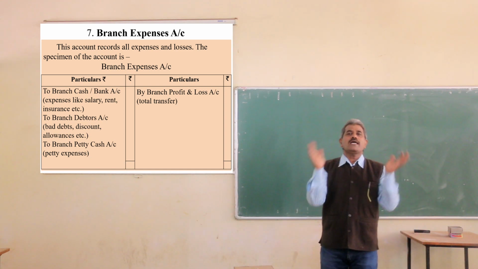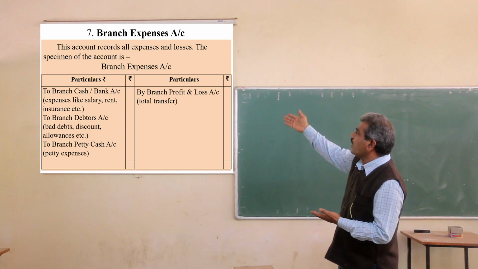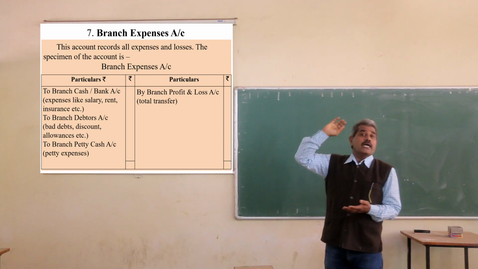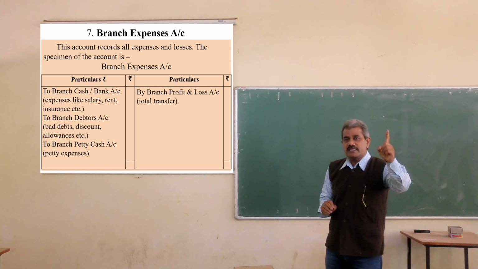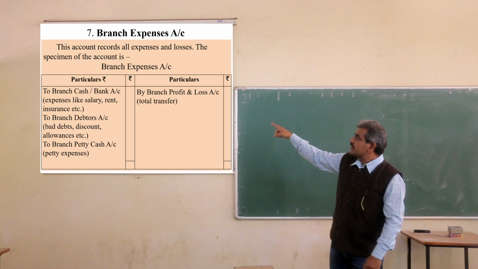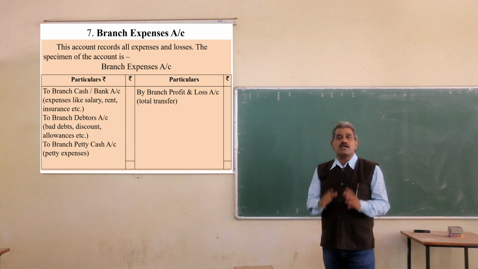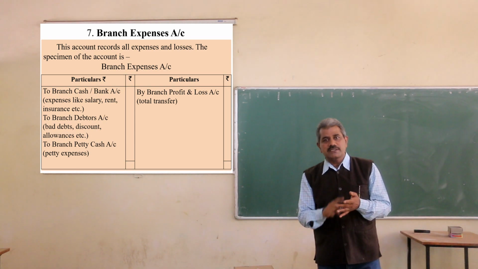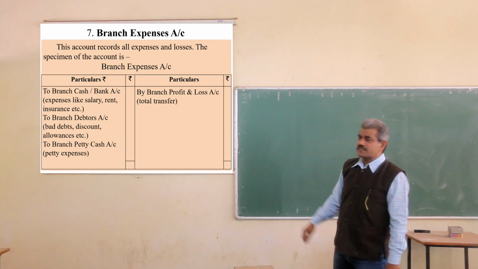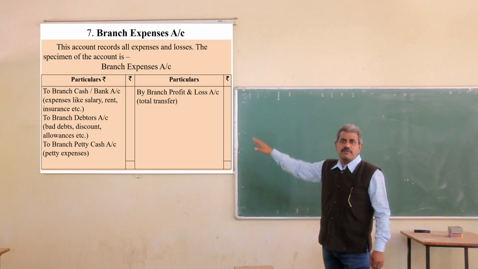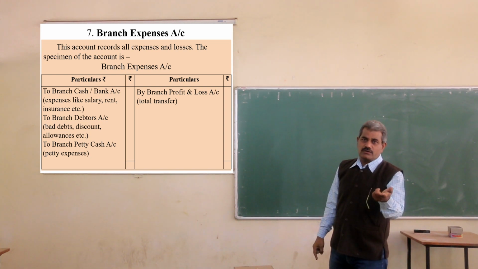To this account, all expenses are recorded, such as salary, wages, insurance. Instead of recording each and every item, we will prepare only one entry, just one posting. That is, branch expenses account debit to branch cash or bank account. Under this, we consider all expenses, salary, insurance, rent, whatever it may be, all taken collectively, because the entry is branch expenses account debit to branch cash account.